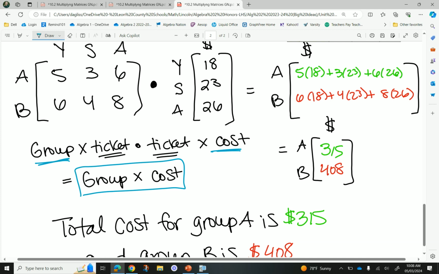Yes, sir? So matrices just use the math multiplication. True. Yeah. Yep. Yes, sir. Yes.